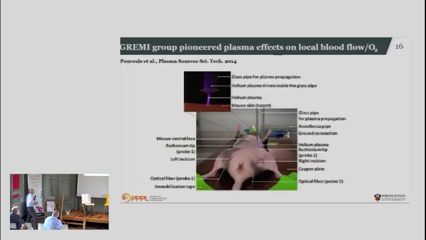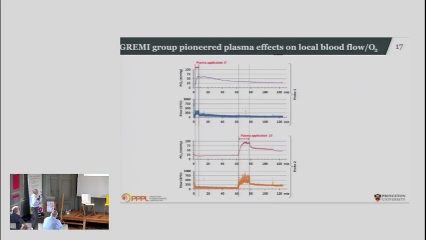They did another set of experiments. This was actually a little bit earlier, in 2014, that I thought was very important. They did some mouse studies, and again, using a helium plasma jet, which they applied to different locations on the mouse. And with various optical fibers, they were able to measure the subcutaneous blood flow and blood oxygen content at different locations. And this turned out to be really interesting.